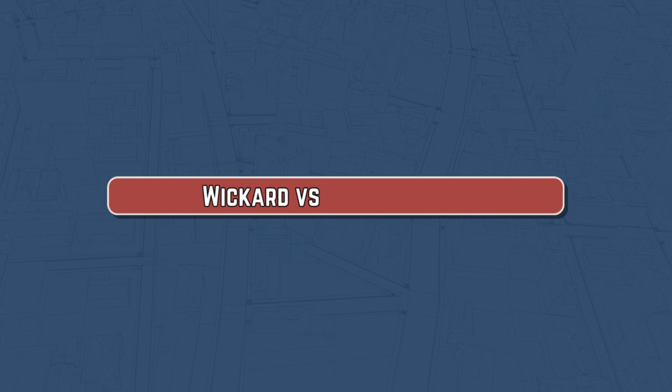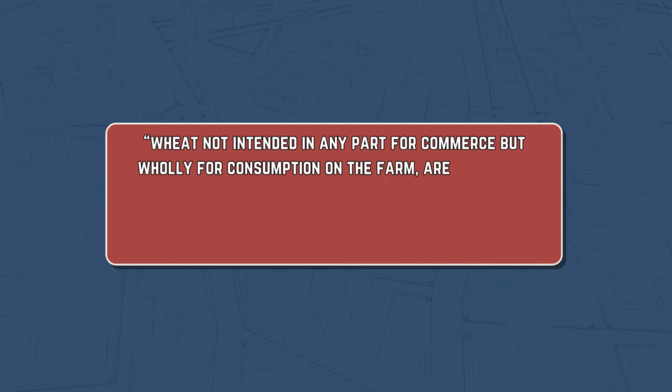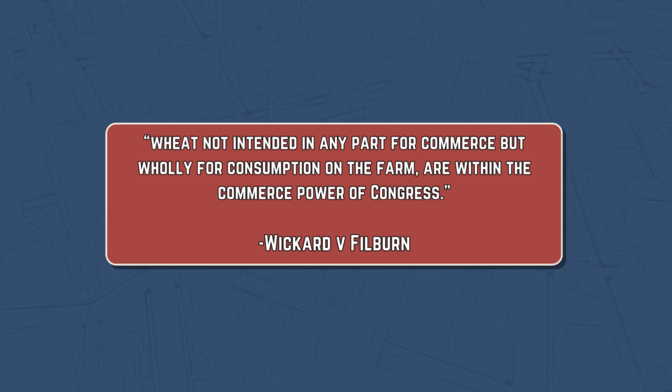That's when the Supreme Court decided to end the practice of restricting the Commerce Clause. In 1942, in Wickard v. Filburn, the Supreme Court held that wheat not intended in any part for commerce, but wholly for consumption on the farm, is within the commerce power of Congress.